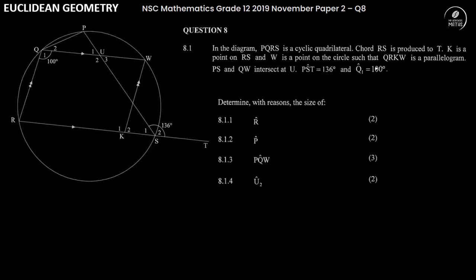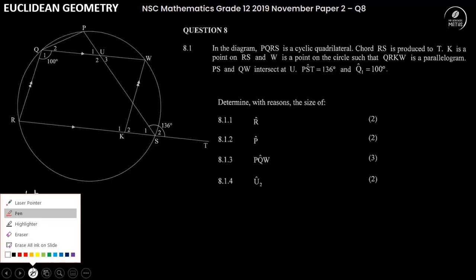Now that we've paid attention to all that, let's get on with the solution. Now, 8.1.1, we notice that the mark allocation is 2 marks. That means we have to give a statement and a valid reason to get our full 2 marks. And we need to work out the value of R.